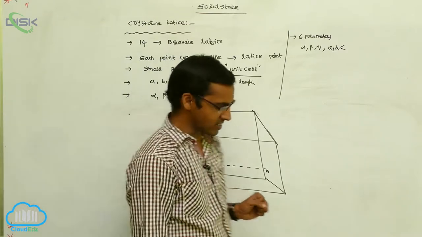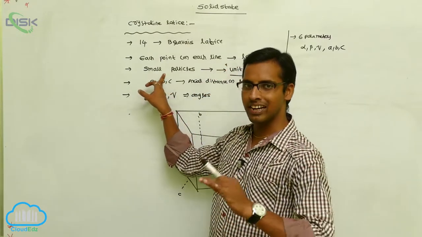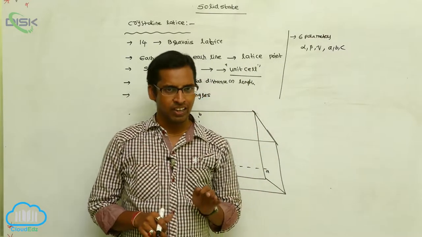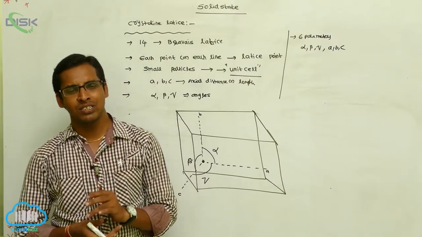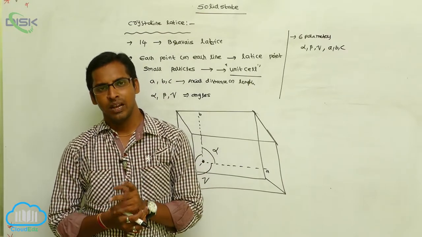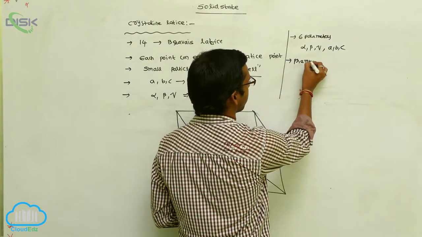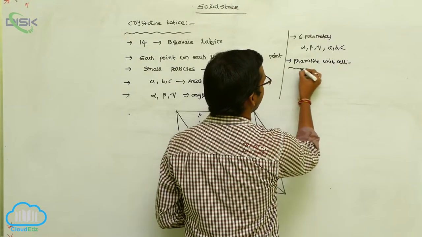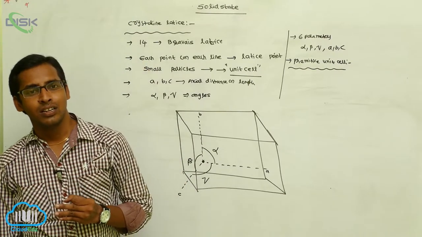For these crystalline lattices, the unit cell is the smallest region which is repeated in a three-dimensional structure. This is a very small particle. These unit cells are classified into two types: one is the primitive unit cell, and the second one is the centered unit cell.